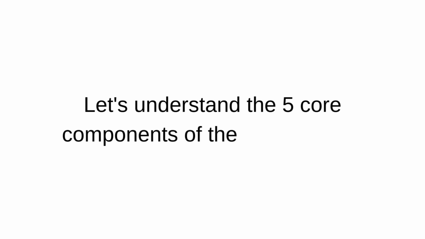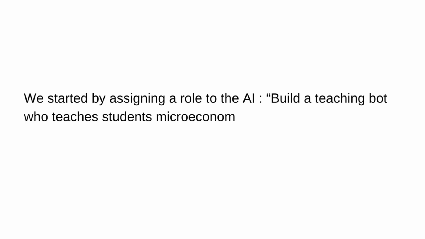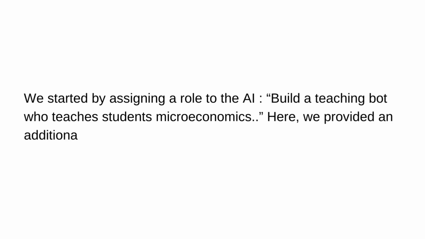To find out why this happened, let's understand the 5 core components of our second prompt. The number one was role, then reference, then data source, then additional context, and lastly embedding functions. Let's discuss it thoroughly. We started by assigning a role to the AI: build a teaching bot which teaches a student microeconomics. Here we provided an additional role context to the AI, that it is a teaching bot.